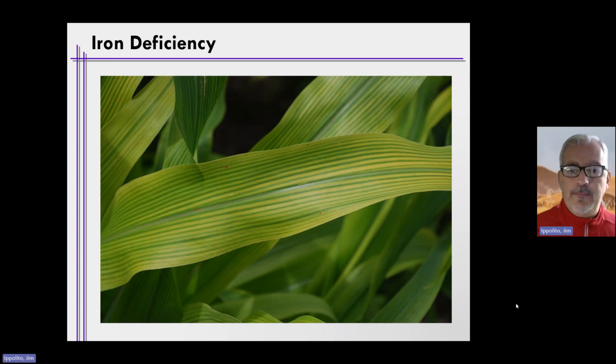Let's begin a discussion on what iron deficiency symptoms look like in plants. We previously mentioned that when we see a deficiency due to iron, we see intraveinal chlorosis. And so this picture clearly shows you intraveinal chlorosis. The veins are green, and in between the veins are yellow or chlorotic. And this is in corn.